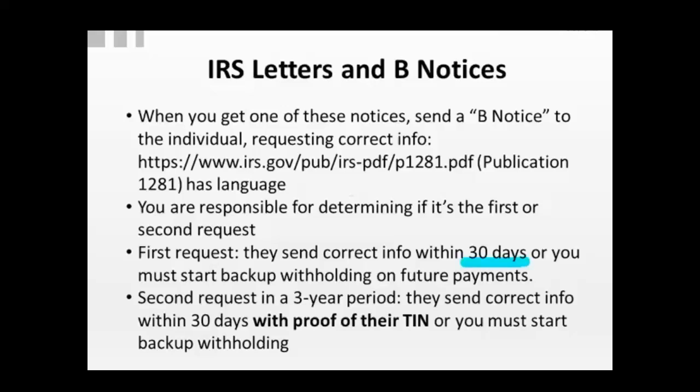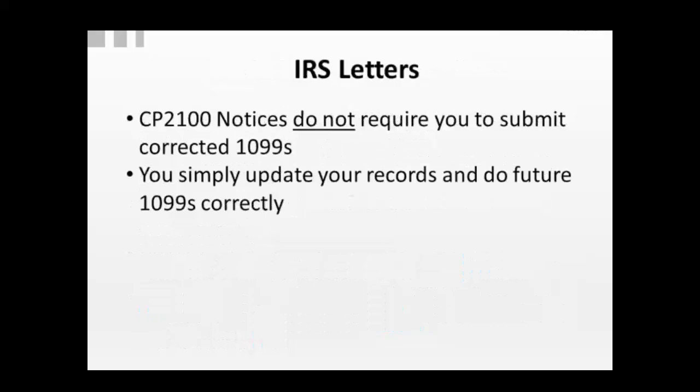A second B notice means that it's the second time in a 3-year period that there has been a problem with their taxpayer ID number. In this case, again, they have 30 days to respond, but this time they also have to send proof of their taxpayer ID number. So if it's a Social Security number, for example, it would be a copy of their Social Security card. And if they don't do that, you have to do backup withholding on future payments. You do not submit corrected 1099s to the IRS when dealing with a CP2100 notice. What you do is you simply update your records and do future 1099s correctly.